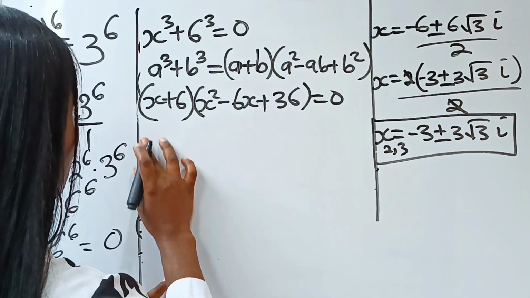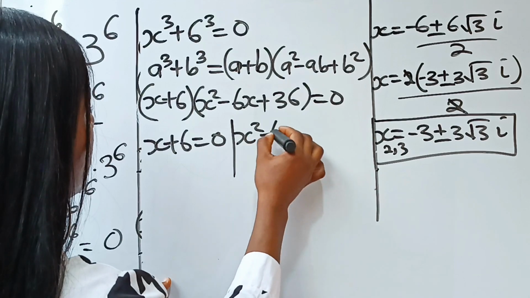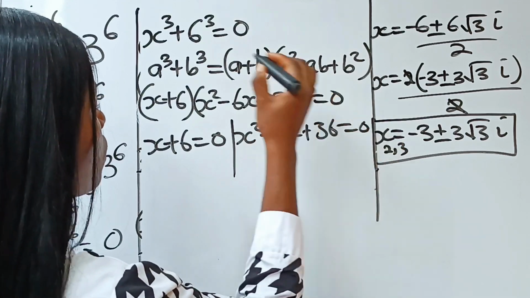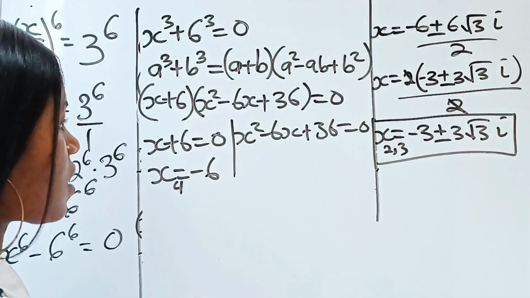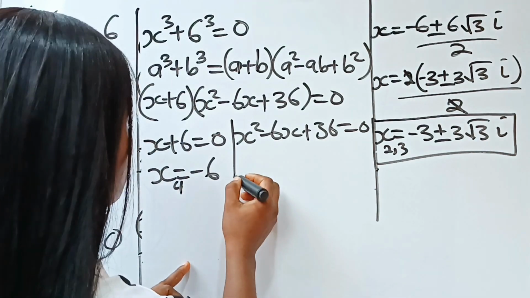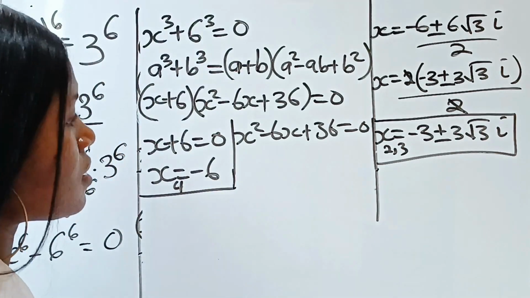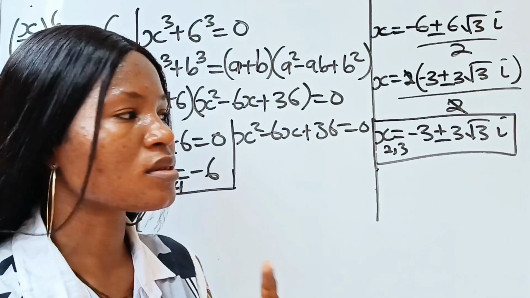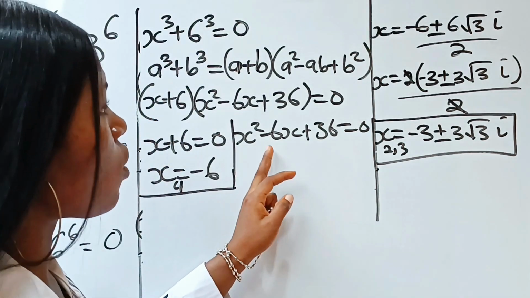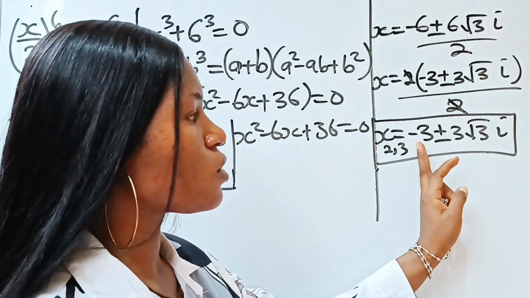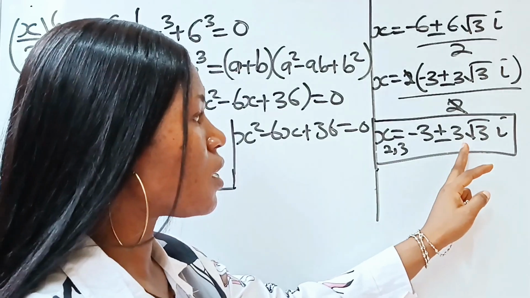So we have from here that x plus 6 is equal to 0, and that x squared minus 6x plus 36 is also equal to 0. So from here, x is minus 6, giving us the fourth value of our x. Now here, we are going to also solve this using the quadratic equation formula. When we do that, there's no need going round and round here, because when you look at this, notice that this is minus 6, and when we solve it, we are going to get the opposite of this. Therefore we are going to get plus 3 plus or minus 3 root 3i.